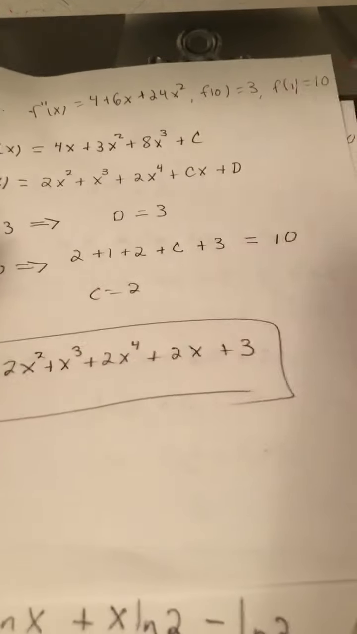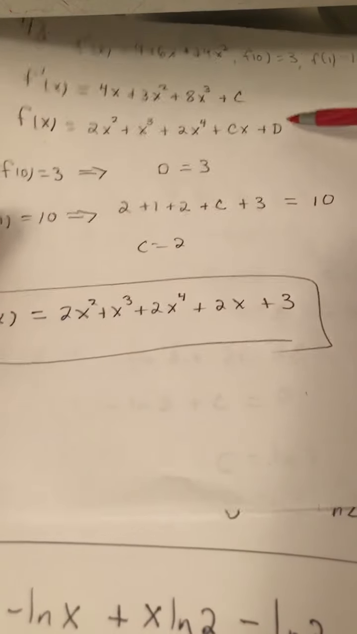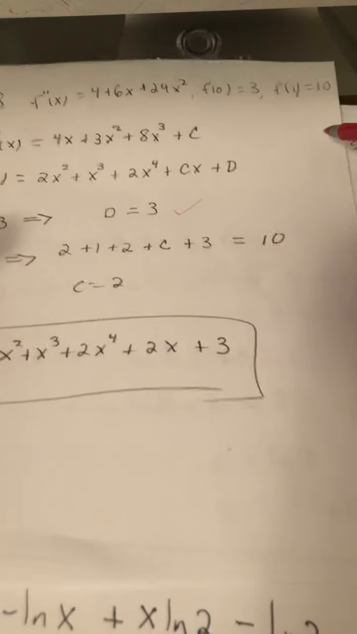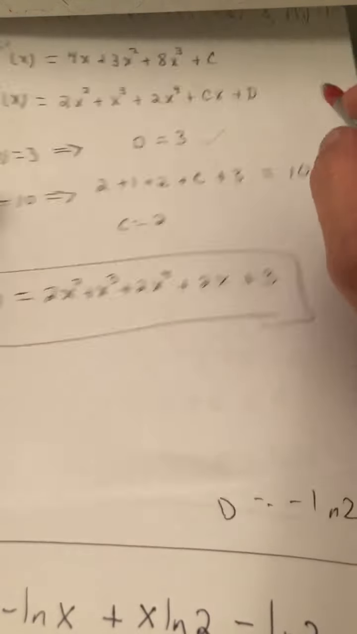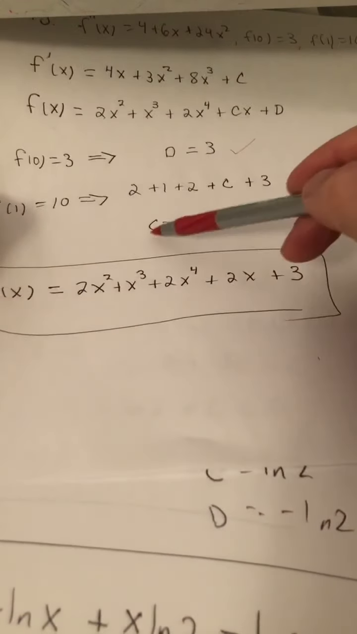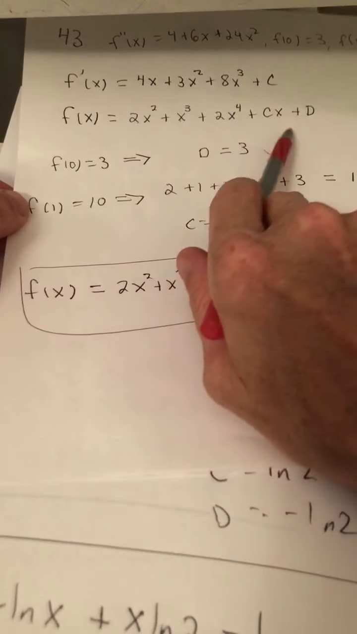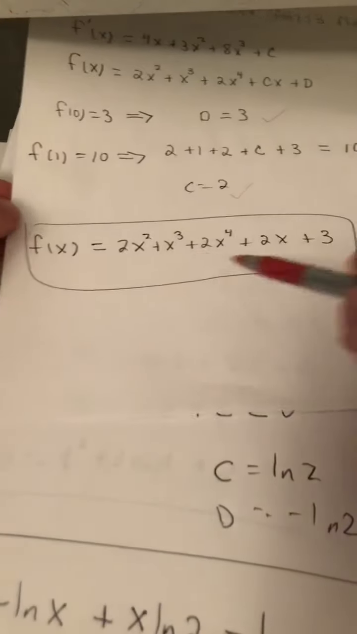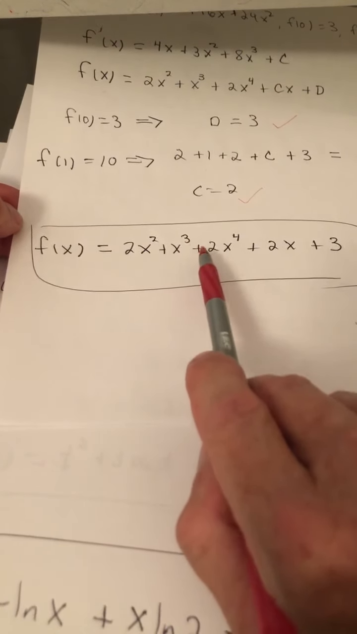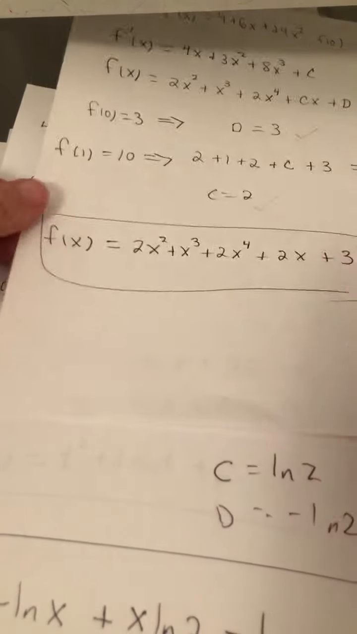So now plug in 0 for x, we got to get 3. So that determines d. So d is 3. And if I plug in 1 for x, I gotta get 10, right? So I plug in 1 for x now that we know the d is 3. We can determine c. So rewrite this line, but put in the values for c and d. So f of x is 2x squared plus x cubed plus 2x to the 4th plus 2x plus 3.